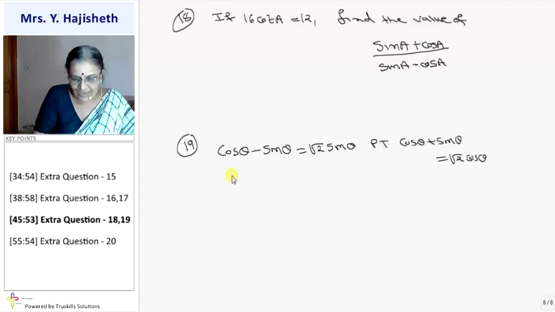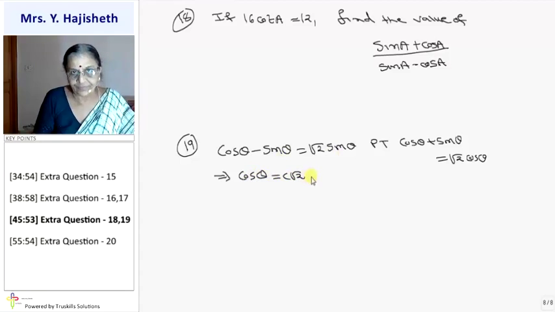Look here. I start with both sides of given data. Cos minus sin is root 2 sin. So cos is root 2 sin plus sin.